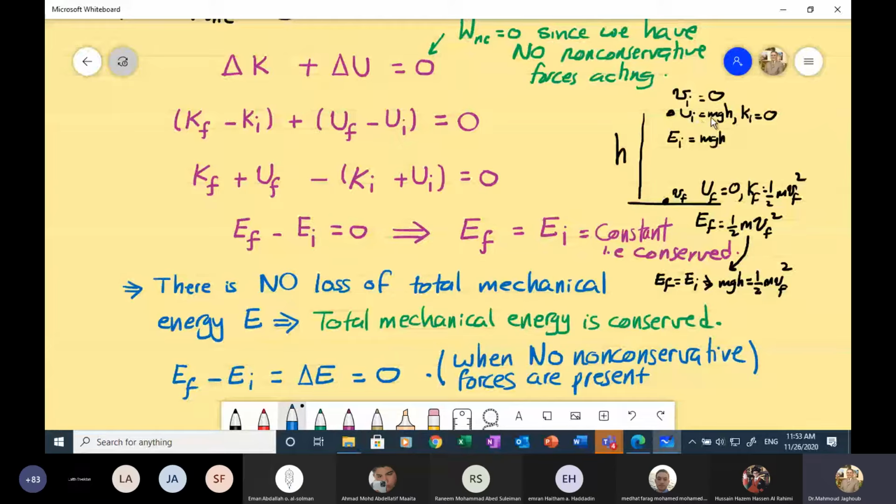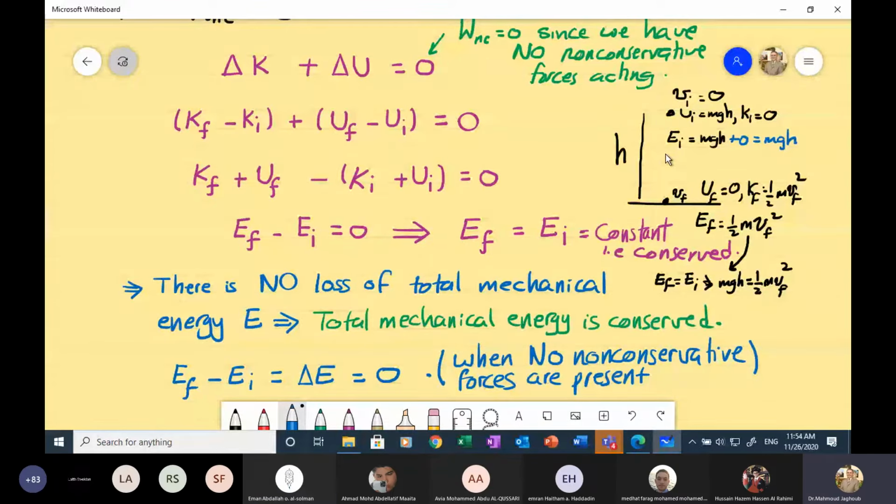So U initial equals mg times h, and K initial equals what? To 0. Therefore, I can say that E initial equals mgh plus 0, and this will be equal to mgh. Now, tell me, as it falls down, what happens? The kinetic energy starts to increase. And potential energy? Decreases.